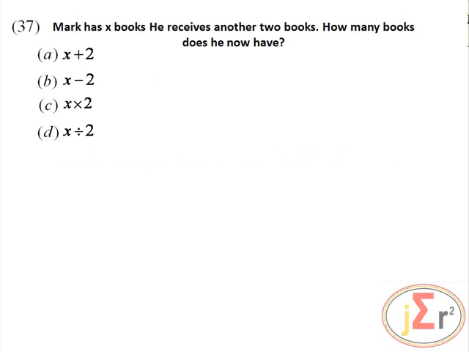Mark has X books. He receives another 2 books. How many books does he have now? So we will ask Jerry, if someone has a particular number of books and he receives 2 more, how do we find the number of books that he now has? I added. Alright, so Jerry said that we should just add the 2 books. So let's go ahead. I don't think that there's any difficulty with that. So this is the number of books that he has right now.